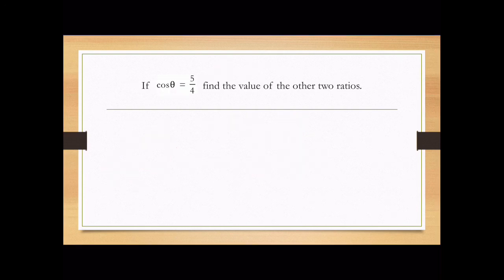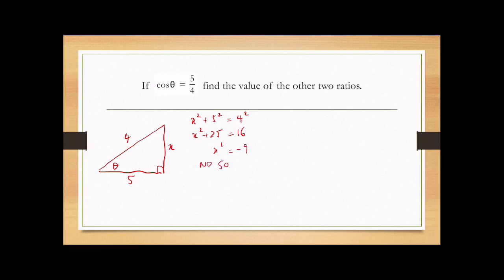And last of all, cos theta equals 5 over 4. So there's two ways you could do this. You can do it the same as the other one. So I draw a triangle. Theta will go here. 5, 4. Find the missing side. So x squared plus 5 squared equals 4 squared. X squared plus 25 equals 16. Now your x squared equals minus 9, so there is no solution.